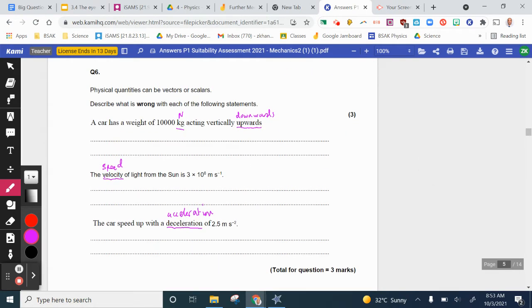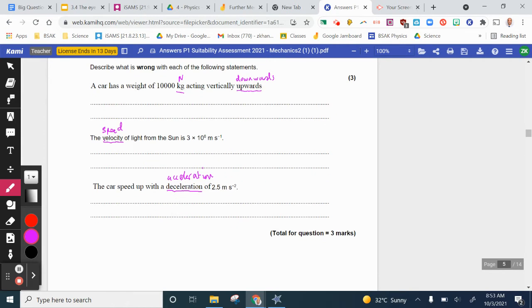Question 6, physical quantities can be vectors or scalars. So there are three statements. We're figuring out what is the incorrect word or symbol in the statement. So what do I need to do to make this correct? So a car has a weight of, rather than kilograms, weight is in newtons, so that should be newtons, and weight acts vertically downwards, not vertically upwards.